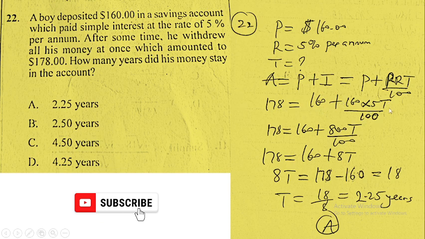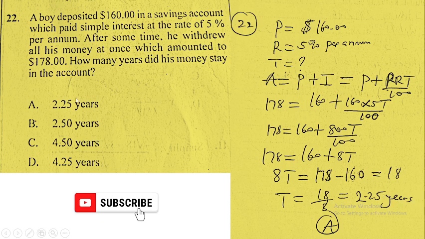So if you simplify that further, 160 times 5 will give us 800. Then multiplied by T will give us 800T over 100. So this 100 here with 800 will give us 8. 8 times T will give us 8T. So we can collect like terms from here. 160 will go here. That means 178 minus 160, and that will give us 18. So we have 8T equals 18. And our aim is to find T, which is the time. We can divide both sides by 8, and that will give us 2.25 years.